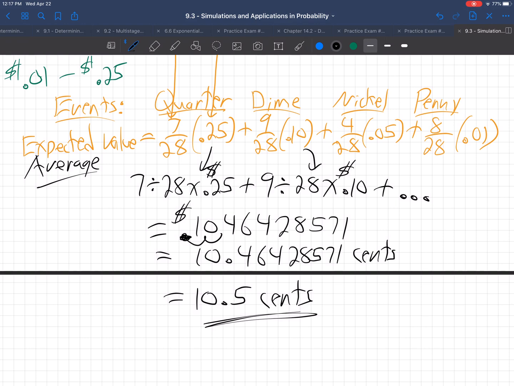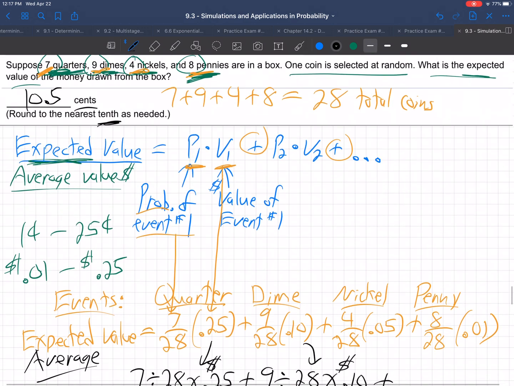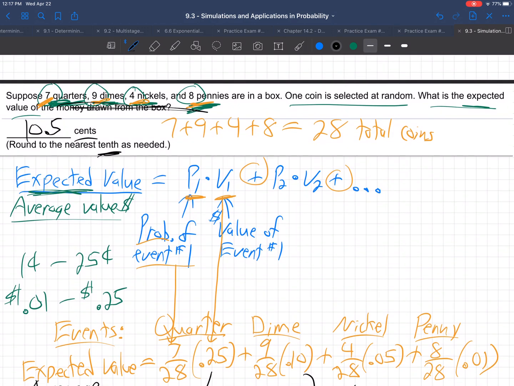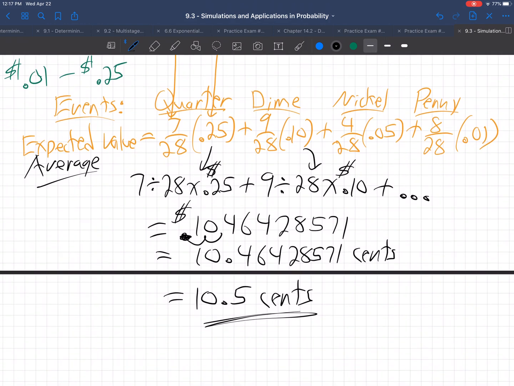Over time, if we did this again and again and again, every time pulling a coin out, writing it down, and then putting it back, mixing it up, and picking a coin out of this box that has these coins, if we did it like 100 times, our average is going to be really close to 10.5 cents.